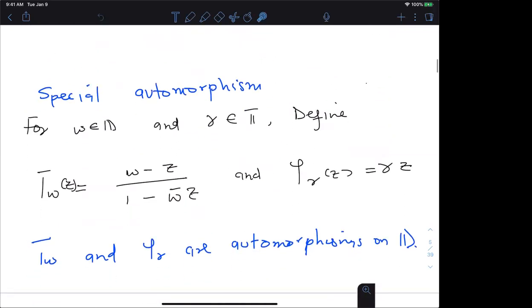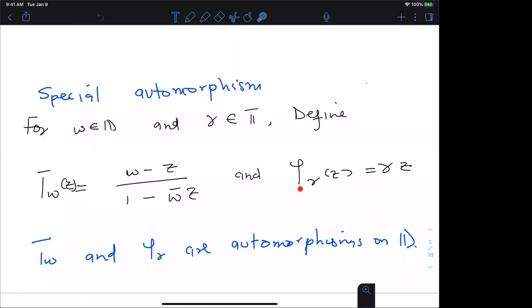There are two special automorphisms that are of interest to us. Given any omega in the disk and gamma on the unit circle, we define T omega at z as (omega minus z) over (1 minus omega bar z), and phi gamma at z is just gamma times z.